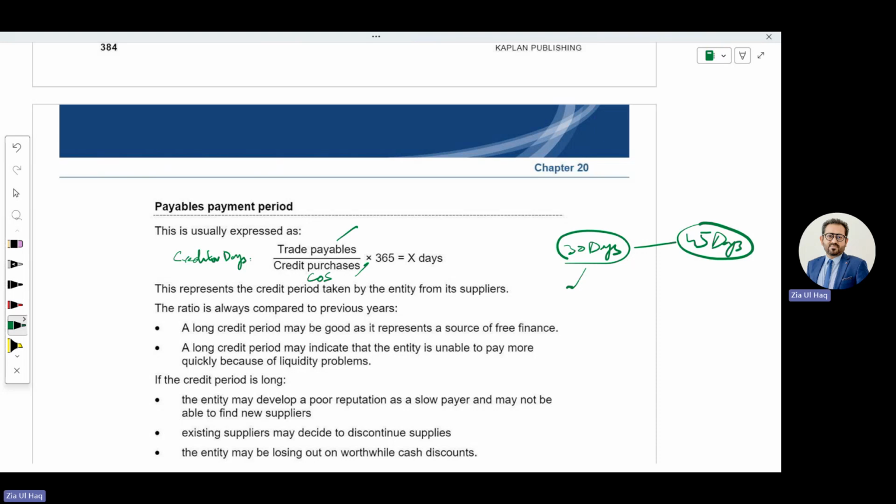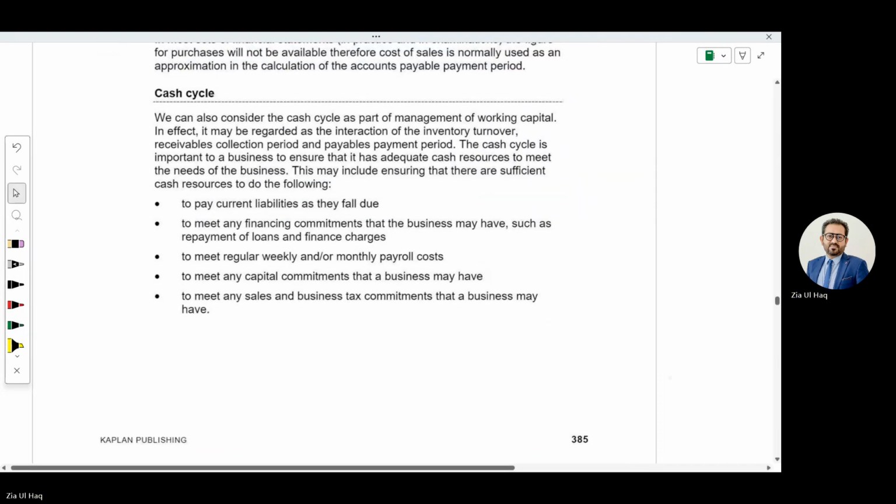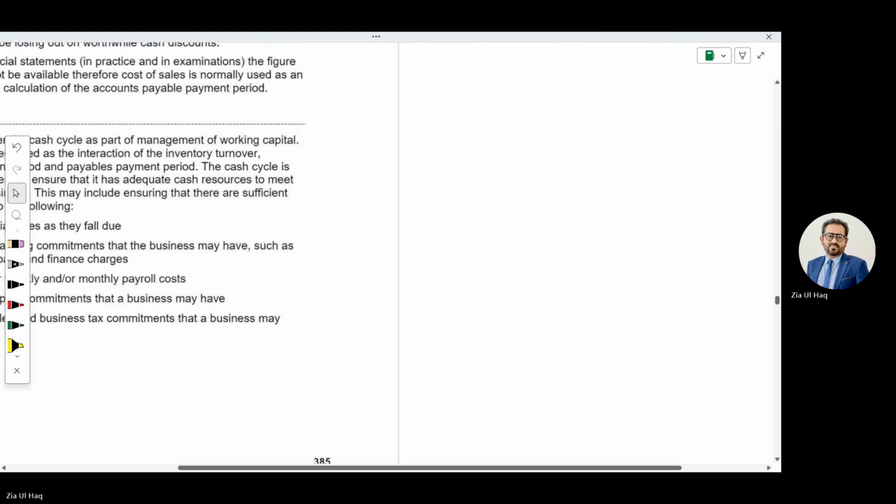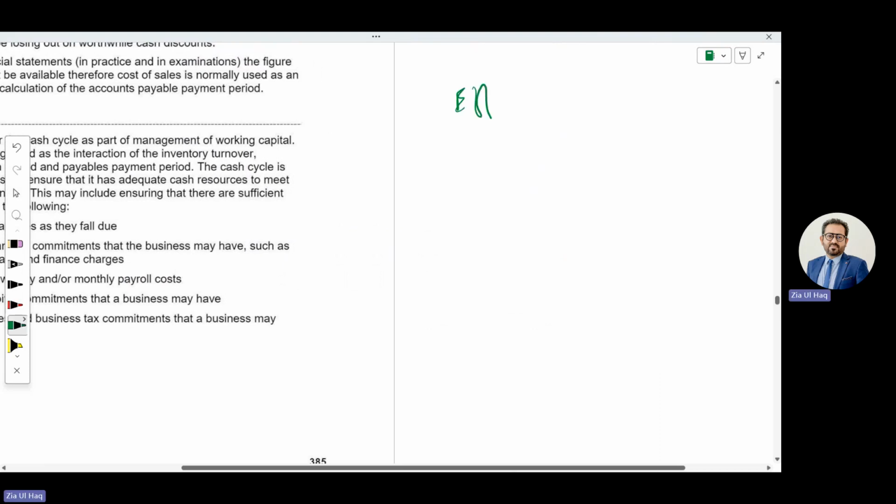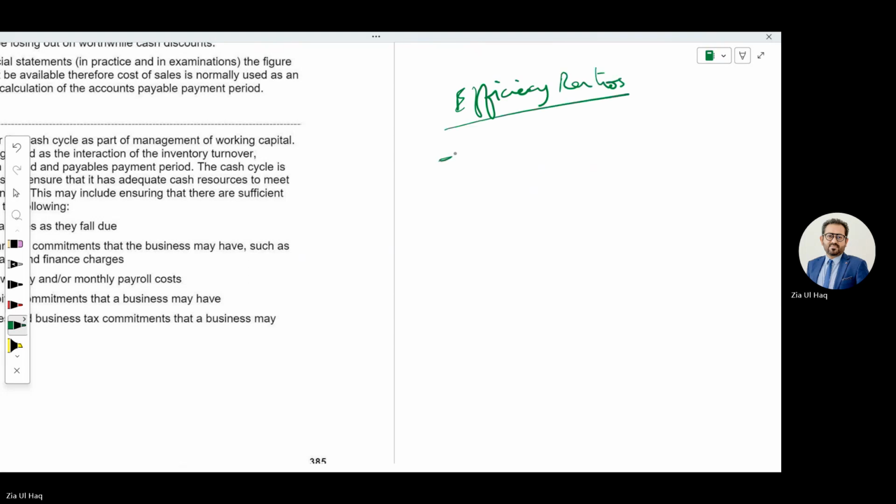So what are the efficiency ratios? Efficiency ratio. Current ratio: current assets over current liabilities. Quick ratio. What is the other name of quick ratio? Acid test ratio. Current assets minus inventory over current liabilities.